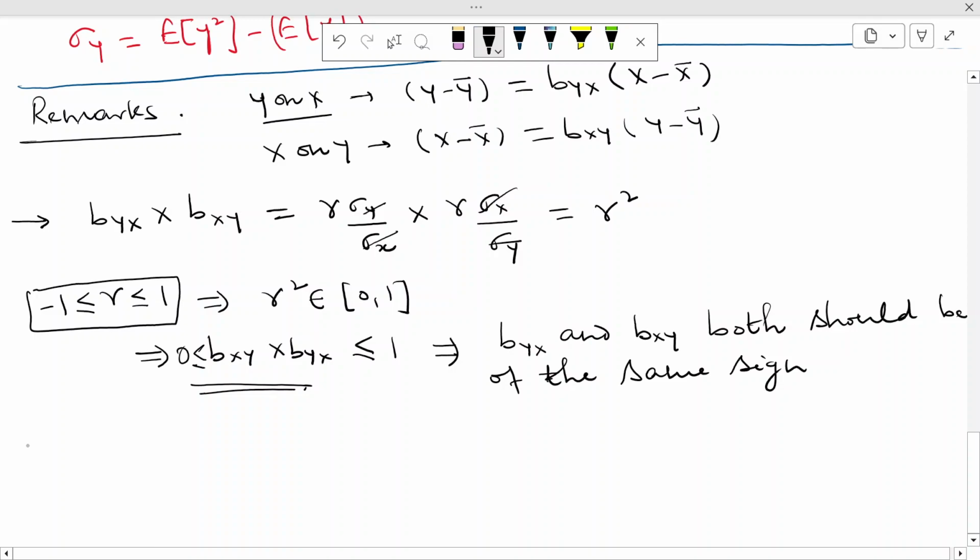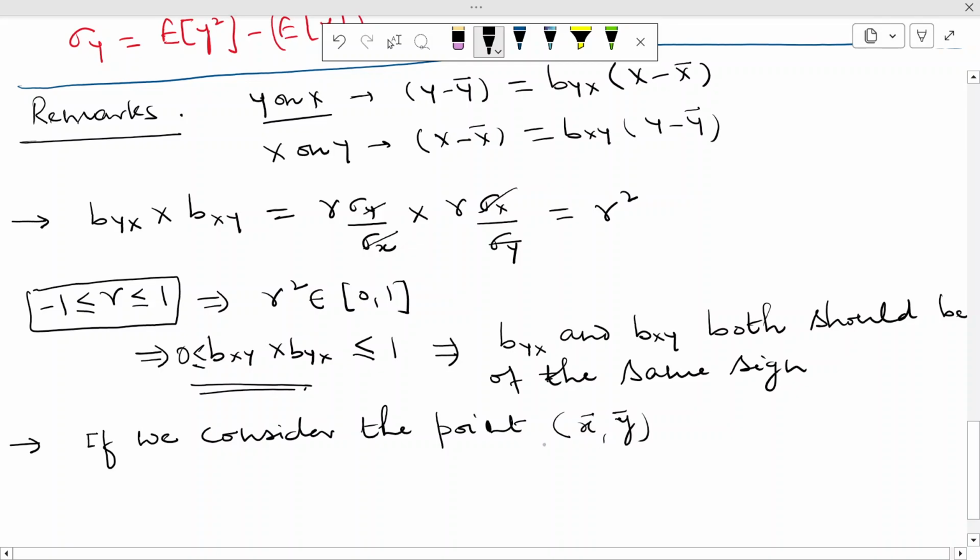Now next, if we consider the point x bar and y bar, and let us call these equations 1 and 2.